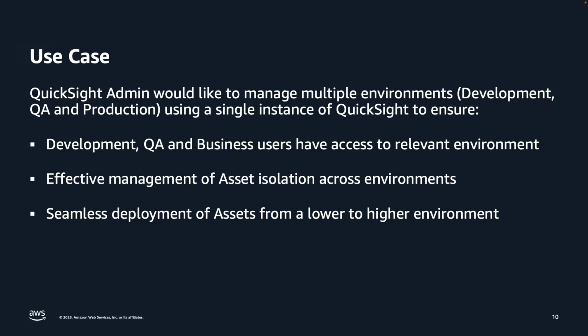Additionally, we also want to ensure the assets are isolated in their respective environments, so we don't accidentally share what's in development into the QA environment or in production, right? We certainly don't want to do that. And finally, from an administration perspective, we want to have a seamless deployment experience to move these assets from, say, a lower environment to a higher environment, right? So with all these in mind, let's see how we can put together a solution with the available features in QuickSight.